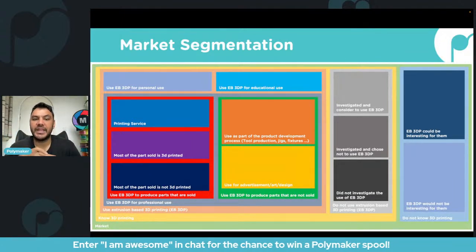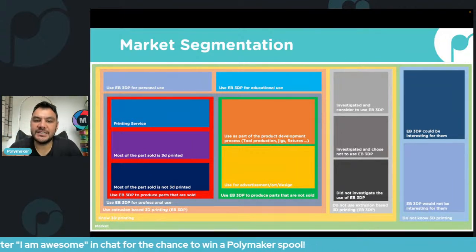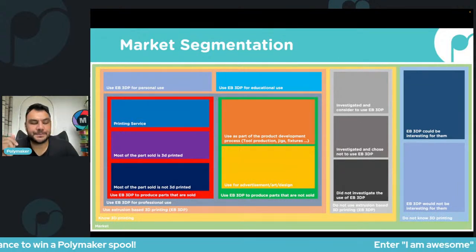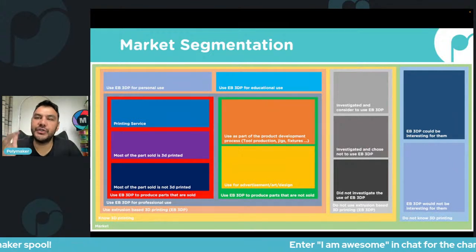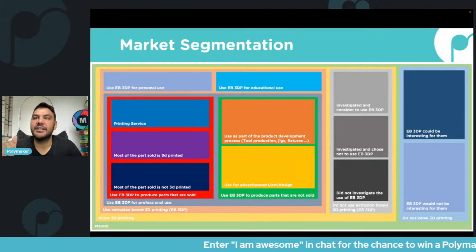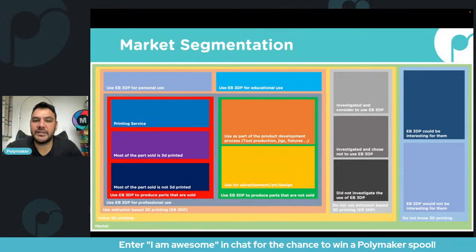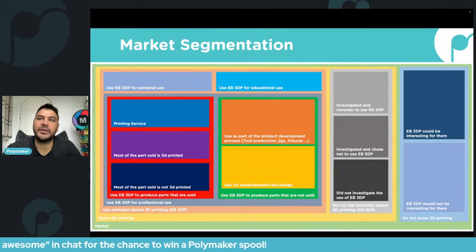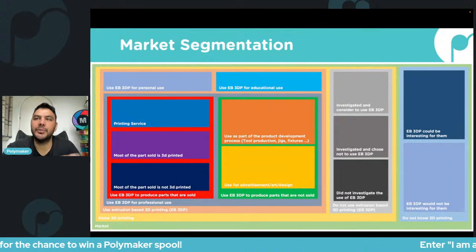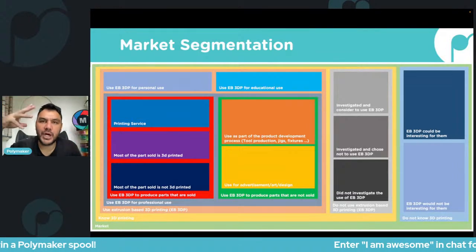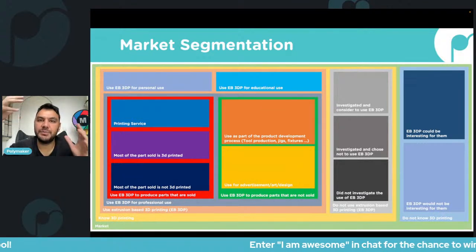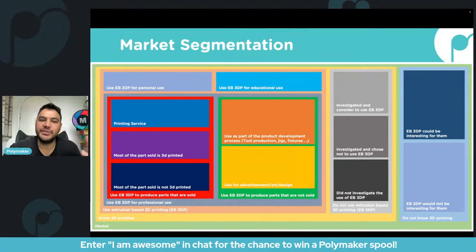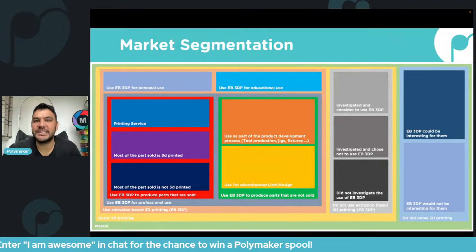Okay, and the other part is used for advertisement, art, or design. So it means, for example, you are a studio for a movie. Okay, so the end product is not a physical product, right? It's a digital product, a movie. Okay, and you're using props. For example, you're printing props for the movie. So it's also a professional use, but it's used for advertisement, art, or design.